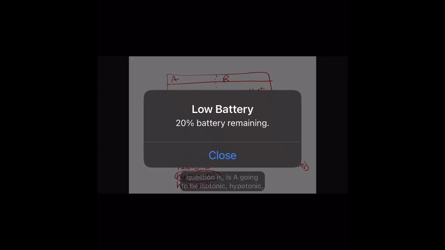Okay? Now, let me ask you the second question. So the second question is: is A going to be isotonic, hypotonic, or hypertonic when water starts crossing? Let me change the ink color. So now we're assuming water is going to start crossing, so other things are going to cross as well. So we're in time 1.